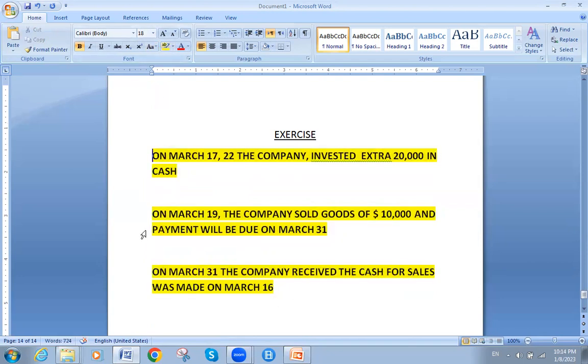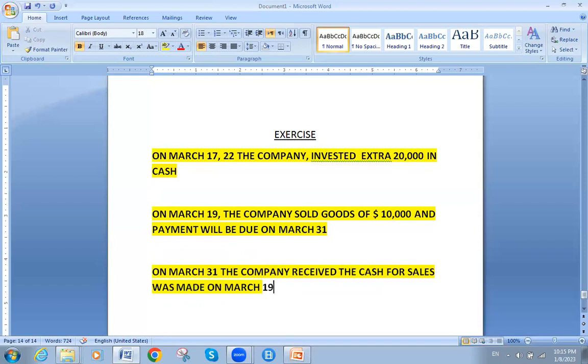The three entries. On March 17, the company invested an extra 20,000 in cash. On March 19, the company sold goods of LE 10,000, and payment will be due on March 31. On March 31, the company received the cash for the sales made on March 19.